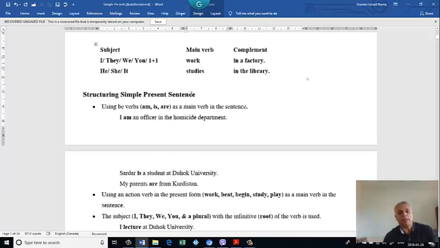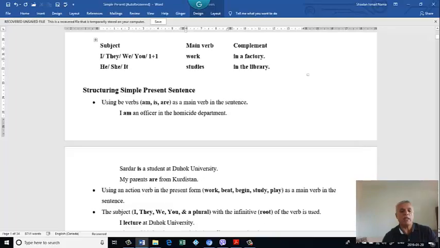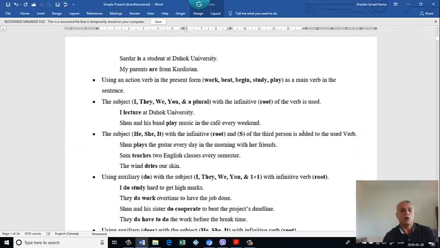Structuring simple present sentences using be verbs or verb to be, am, is, or are as a main verb in the sentences. For example, I am an officer in the homicide department. Sardar is a student at the Hawk University. My parents are from Kurdistan.